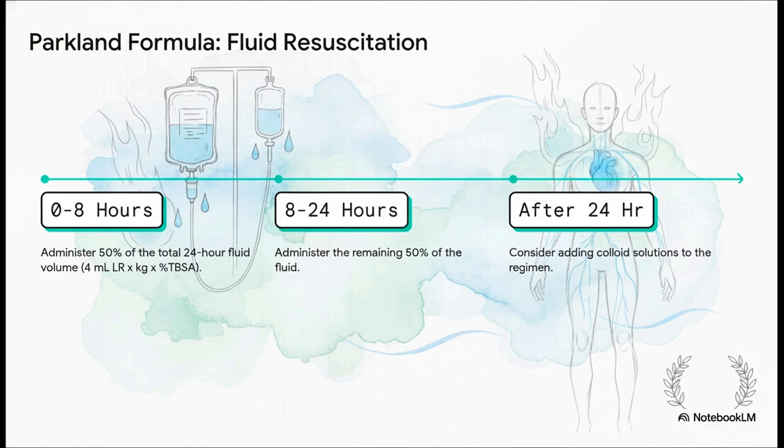Half of this calculated volume must be given in the first 8 hours, and that's from the time of the burn, not from their arrival at the hospital. The second half is then administered over the next 16 hours. But remember, this is a guide, it's not a prescription. The rate must be continuously titrated based on the patient's response, and you're primarily watching their urine output.